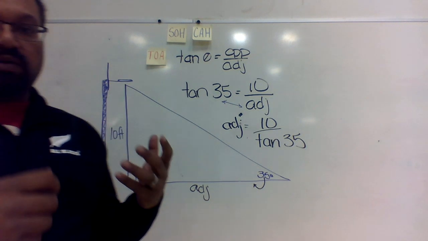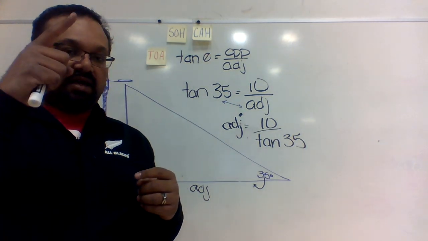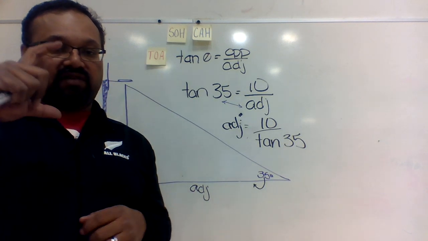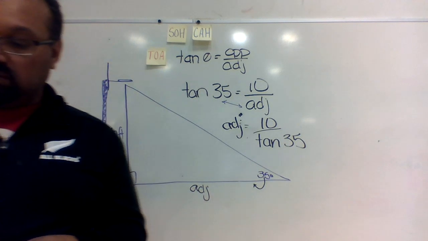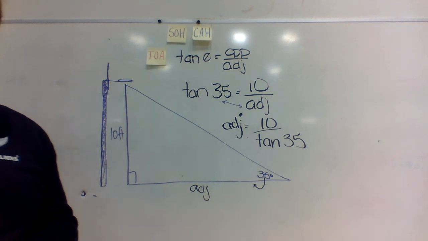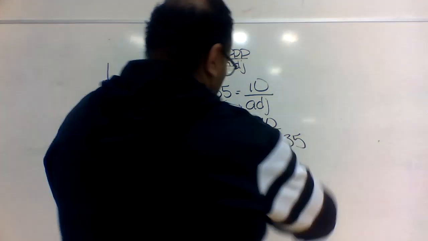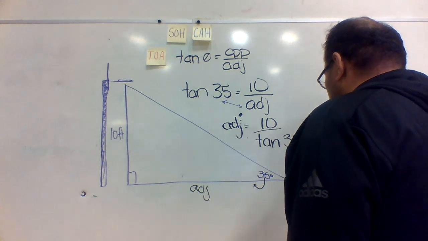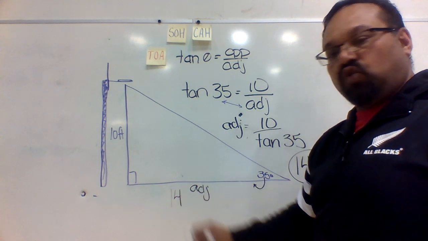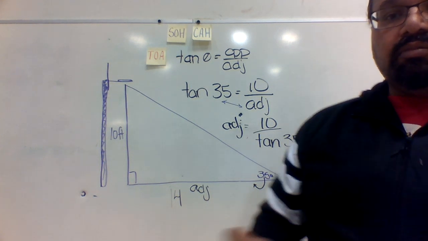If I punch that into my calculator, what I would do is go 10, hit the divide button, then tan, a bracket will show up, punch in 35, close the bracket, hit equal, and I should, according to the proper math, get 14 feet.